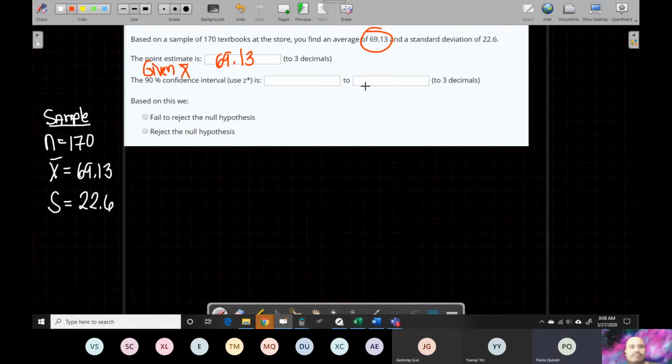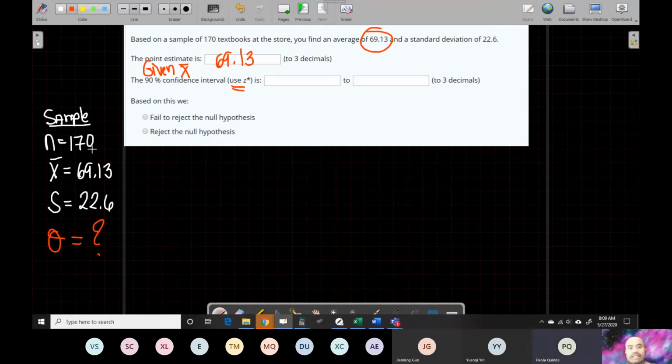Now they say 90% confidence interval. Use Z values. Very interesting that they ask you to use Z values because we don't have sigma, but they still ask you to do the Z value. Does anybody know why they are asking you to use Z values? Because otherwise you will use T, right? If they don't tell you, you will use T. The reason they say to use Z values is because the sample size is very large. It's 170. Usually T values are for very small samples, less than 30.